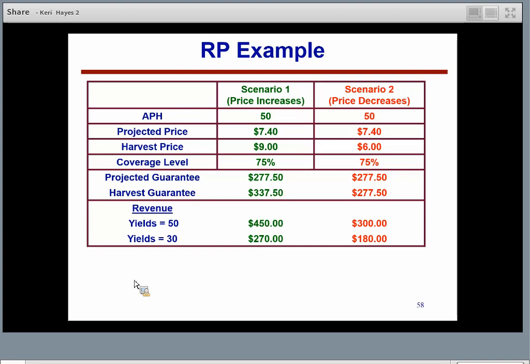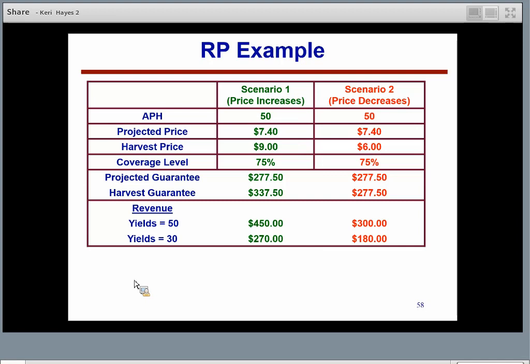Let's assume our yields can either be average or below average. So here under scenario 1, yields are at 50. And so you can see there our actual revenue is 450. And we get that from taking a yield of 50 times the $9 harvest price. Okay, we get 450. That is above our harvest guarantee, and so we collect no indemnity.